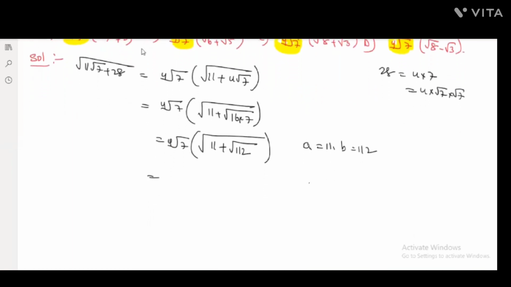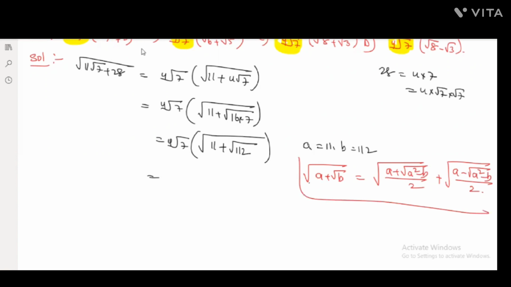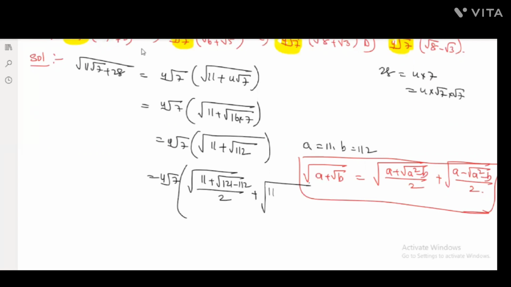So here I'm writing the formula again. Square root of a plus root b is equal to square root of (a plus root over a square minus b) by 2 plus square root of (a minus root over a square minus b) by 2. So let's apply this formula here. If you apply this, what we'll get here: 4th root 7 into root over 11 plus root over 121 minus 112, by 2, plus root over 11 minus root over 121 minus 112, by 2.